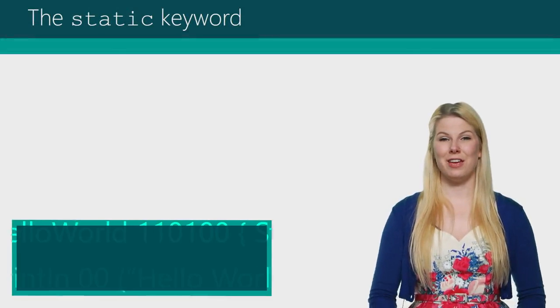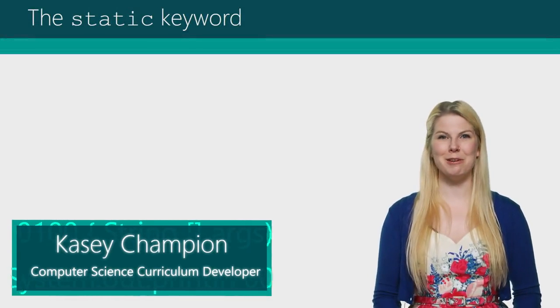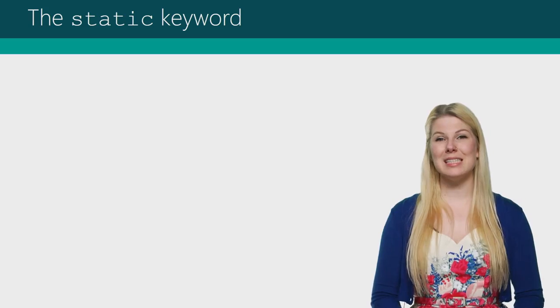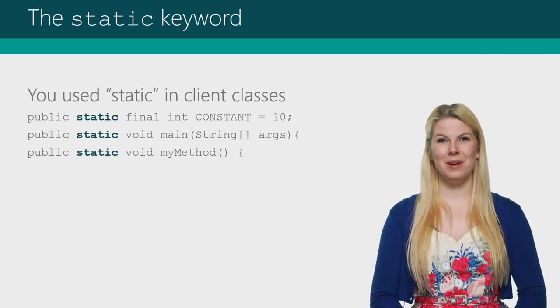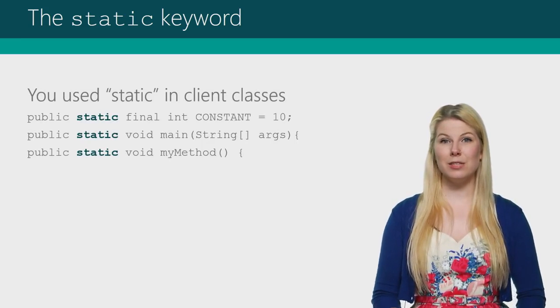There are lots of different keywords in Java, and up until now, we've been using some that maybe we didn't actually know what they did. One of those is the static keyword. When we were writing client classes, or classes that have main methods in it, the word static was everywhere.